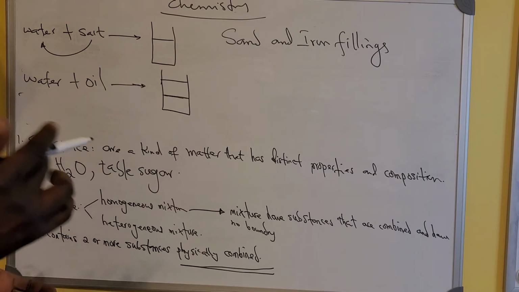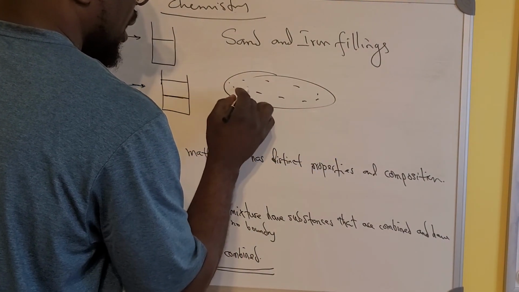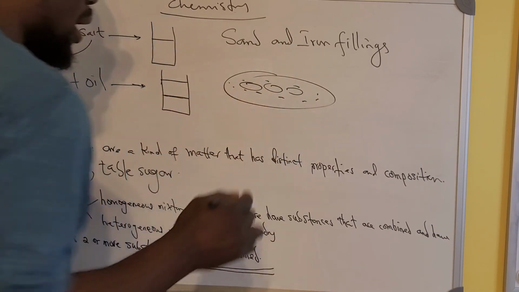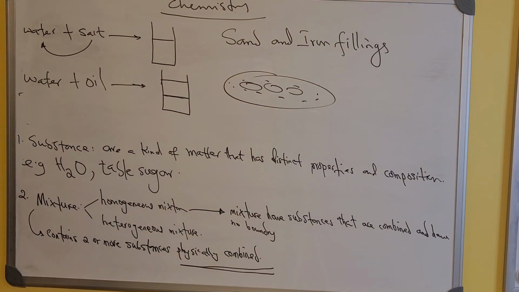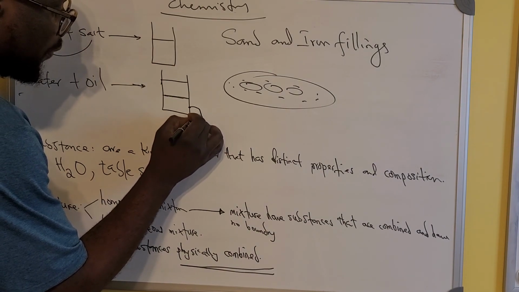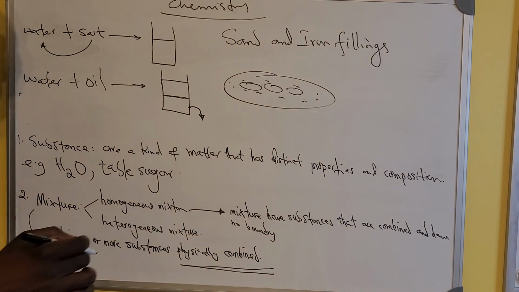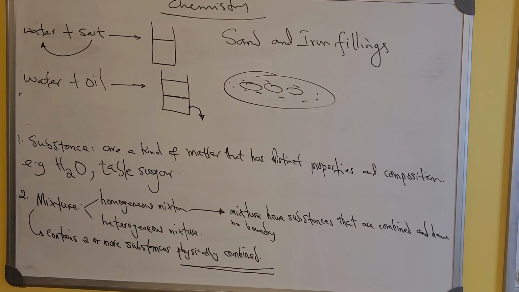So if I have sand here and I have some iron filings here, I can get a magnet and take off all the iron filings and the sand will remain. In this case, I can punch a hole here and all the water is going to come out first, and when the water is completely out, I can close this hole and the oil will remain. So I can easily separate it. So that's the difference between heterogeneous mixture and homogeneous mixture.